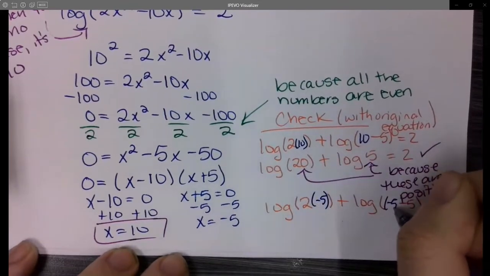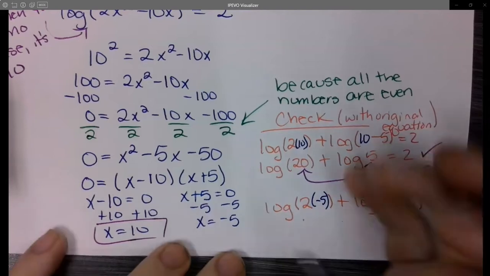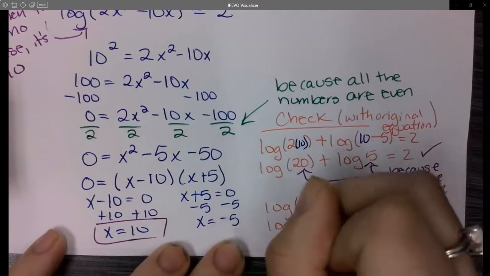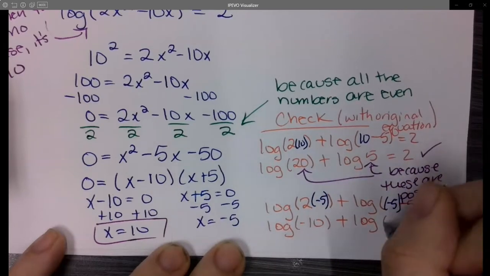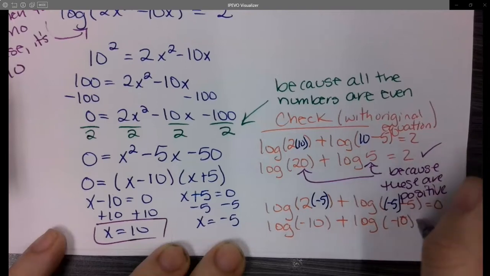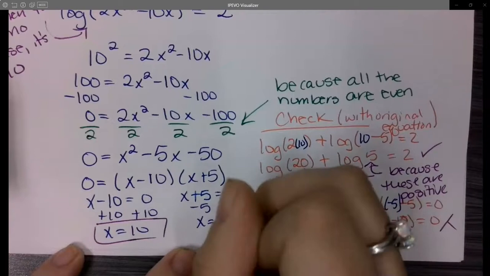And it was a negative 5. So 2 times negative 5 gives me negative 10. And then negative 5 minus negative 5 gives me negative 10. So this one doesn't work.